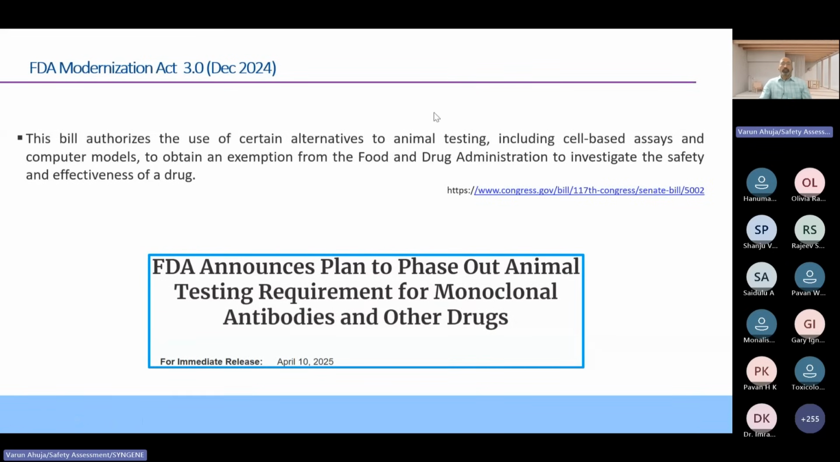But this is recent great news which came out in April 2025: the FDA announced a plan to phase out the animal testing requirement for monoclonal antibodies and other drugs. So for MABs, they are saying that you don't need animal testing. You can Google it yourself. With the use of organoids and computational data, they will accept that data for the approval of MABs. So this is available in the public domain also.